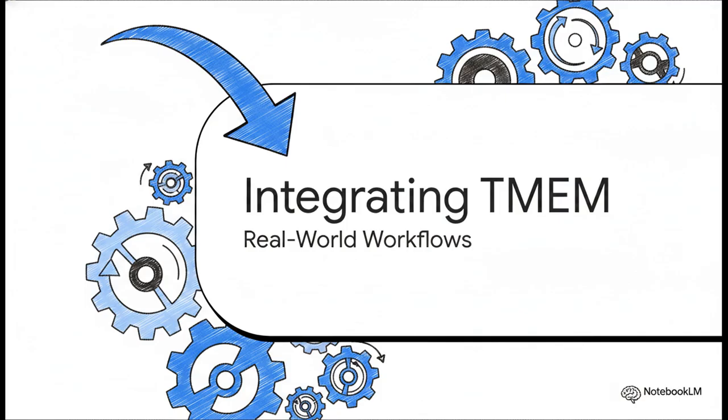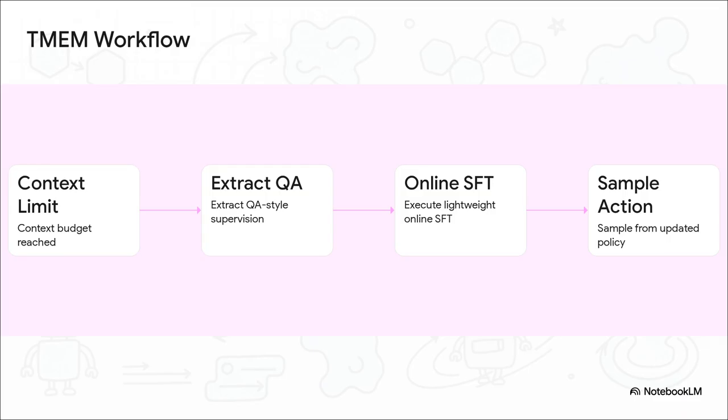Finally, Section 5, Integrating TMM Workflows. Let's bring all this theory down to earth and talk about how you actually implement this in your own agentic applications. Here is the workflow step by step. When your context budget hits its cap, instead of doing a lossy summarization, your workflow needs to extract high-quality QA pairs. You then use those to execute a lightweight fine-tuning step. Think about it. You are literally turning text into intuition for the very next action.